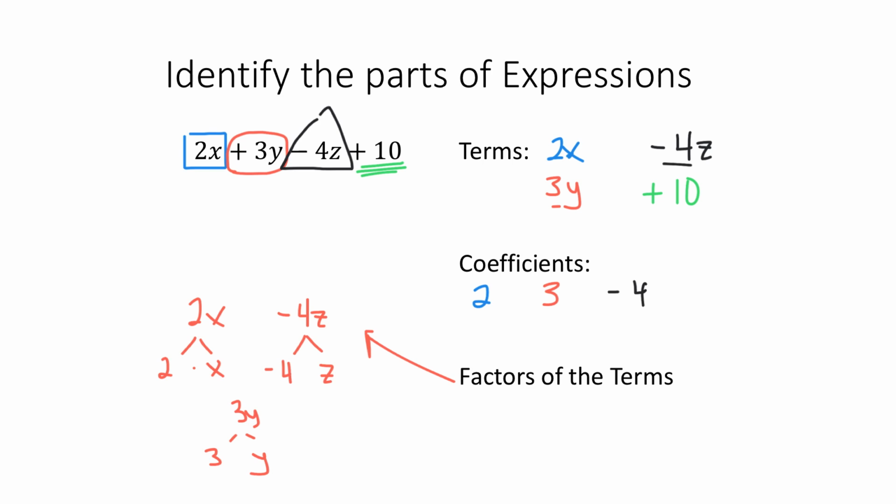So we have terms, which are the entire groups. Coefficients talk about what's just multiplying, and then the factors are just breaking those two things up, showing the number and the variable.